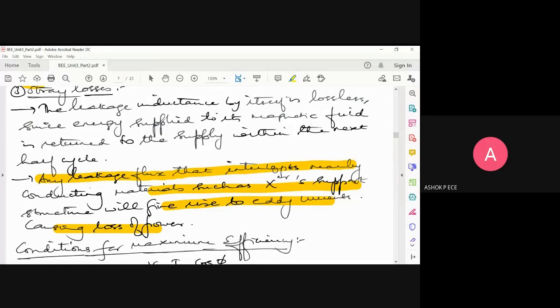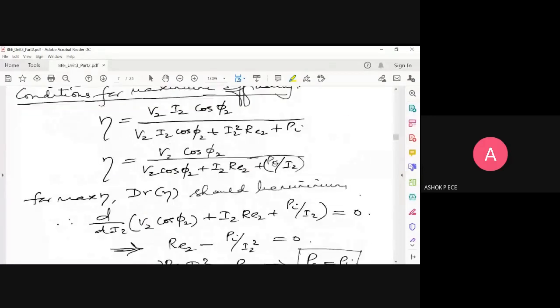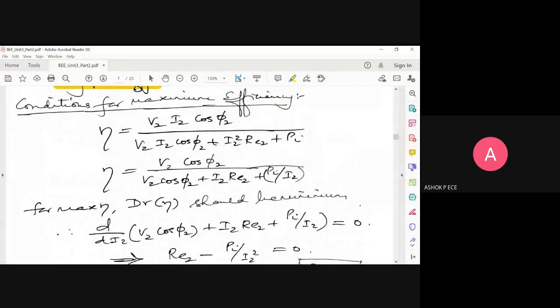Now, conditions for maximum efficiency. Ultimately, any device we want, we want that device to have maximum efficiency. Definitely, the transformer also. Even though we have so many losses, we are very eager to find out what is the condition for maximum efficiency. So I am writing the efficiency equation: V2 I2 cos phi 2 divided by V2 I2 cos phi 2 plus I2 square RE2 plus Pi.